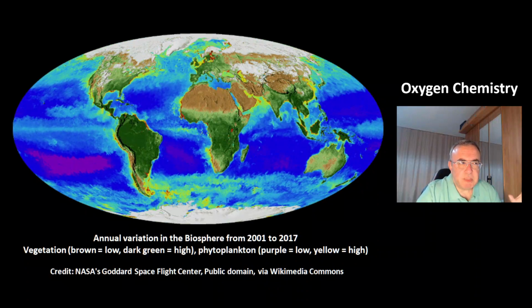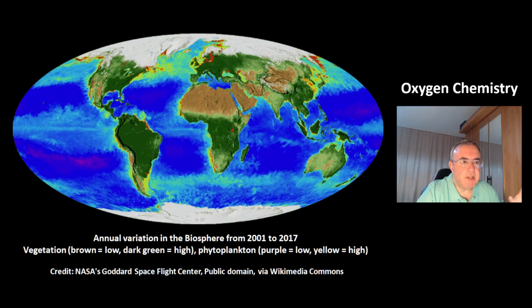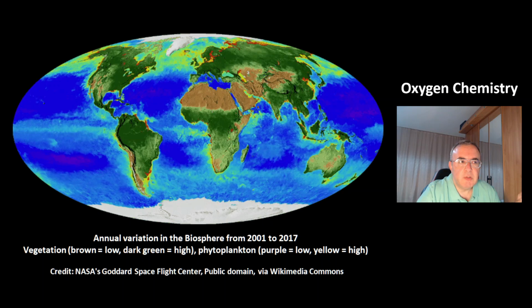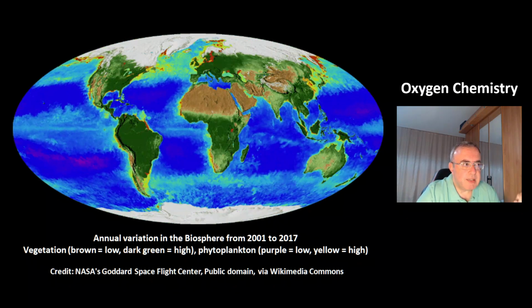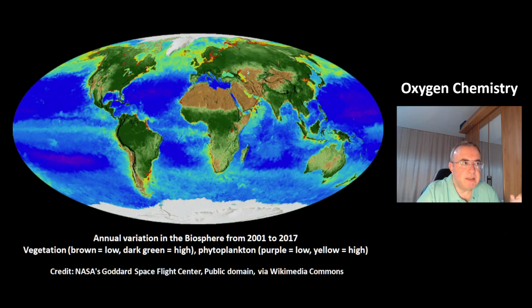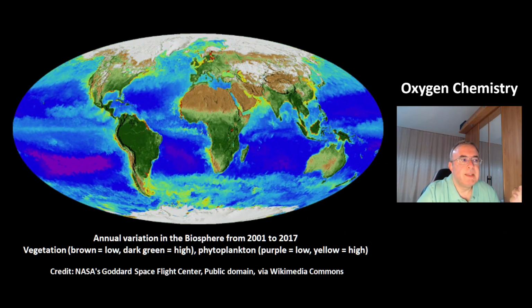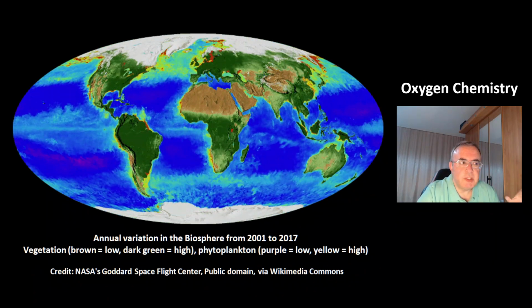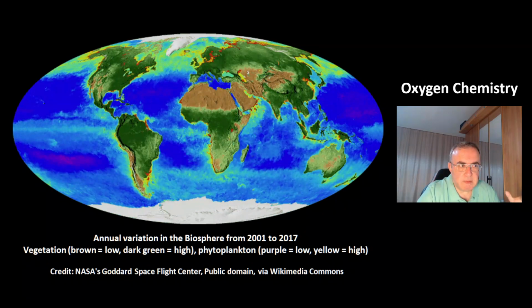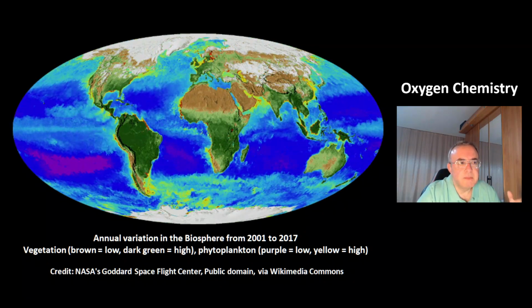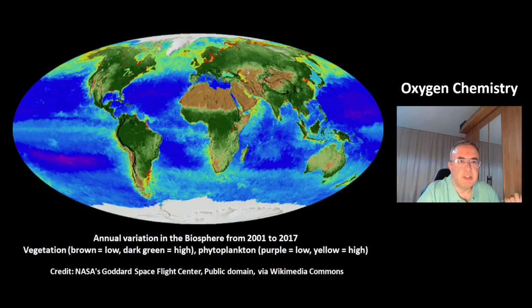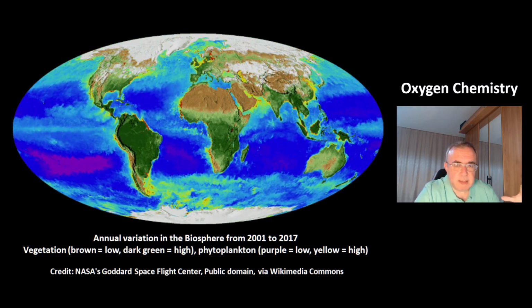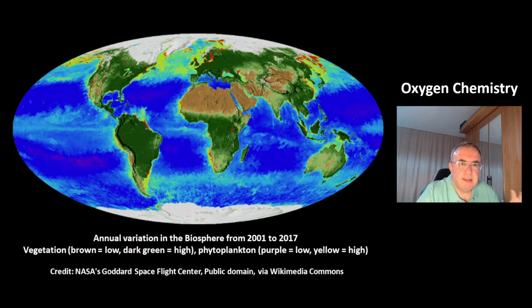This is a nice animation of the annual variation in the biosphere from the years 2001 to 2017. The colors for the vegetation: brown means low concentration, dark green means lots of vegetation, and you can see the development of the phytoplankton. Purple is a low concentration and yellow is a high concentration. That's a very nice animation. It shows you the dynamic of life.